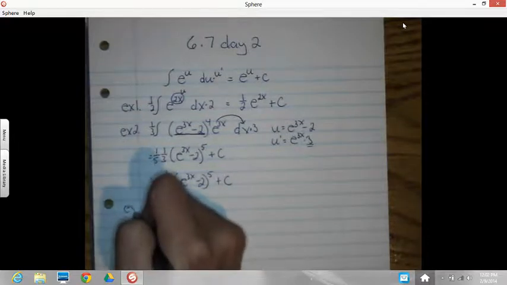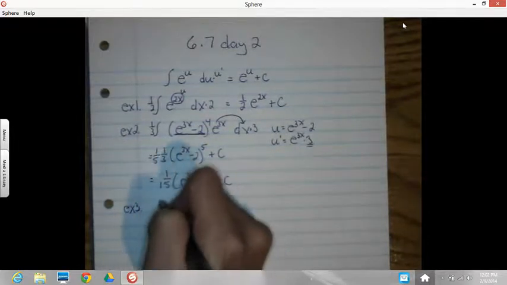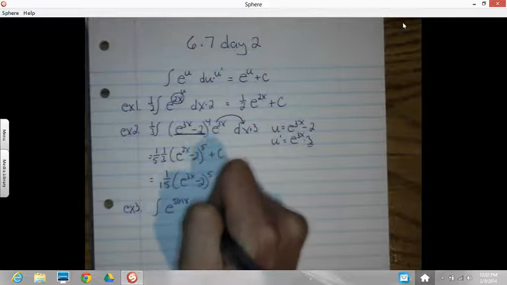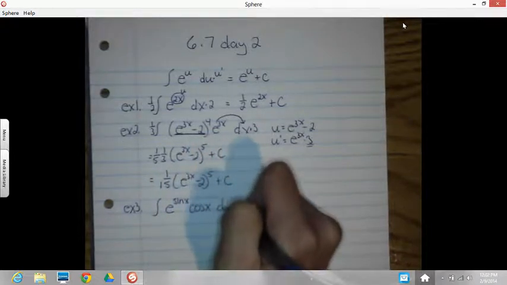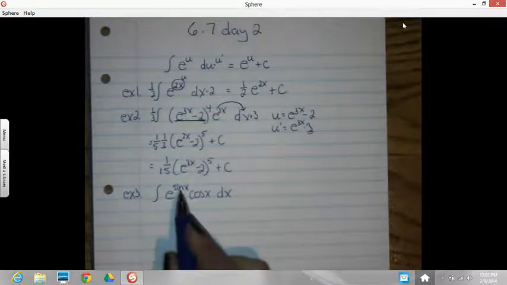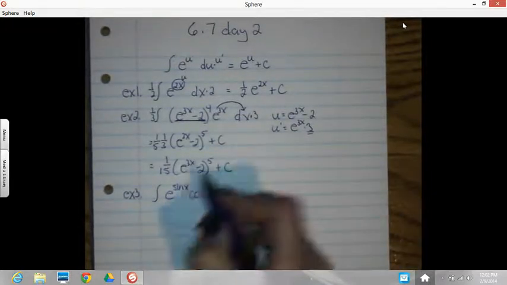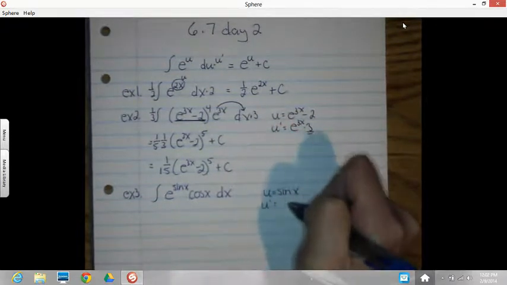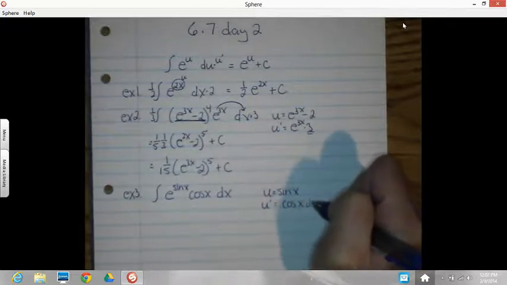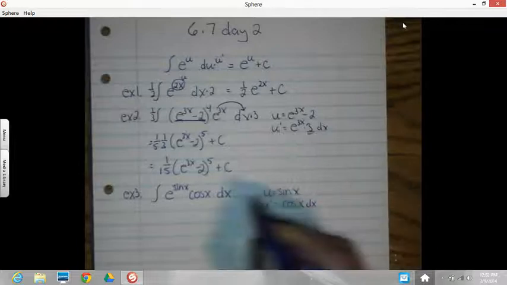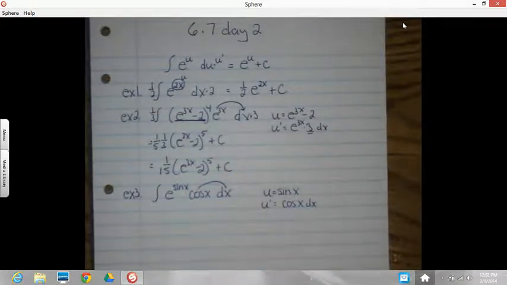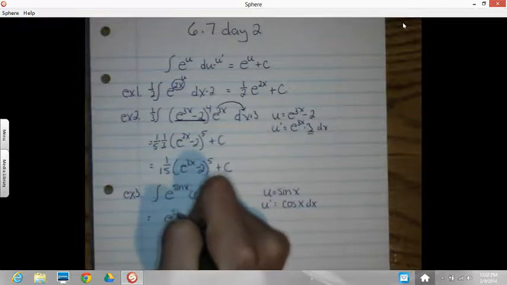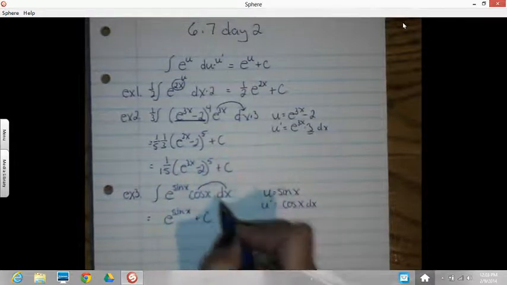Number 3. Integral of e to the sine x times cosine x dx. Okay, this is just an e to the u one. So my u is the sine x. Derivative of sine is cosine x. Needs to be attached to the dx. I've got the cosine. I'm going to slide that over and attach it. And now I've got my e to the u, u prime. So it integrates right back to itself, plus c.